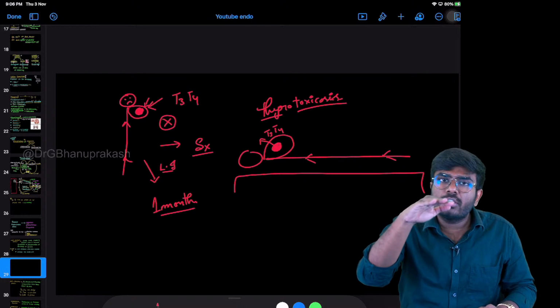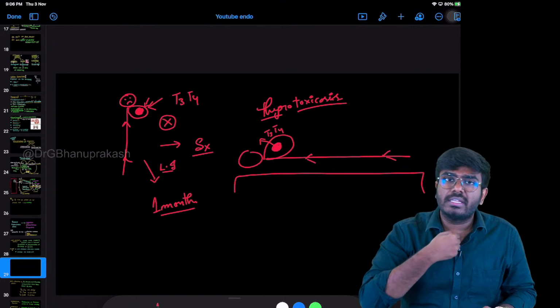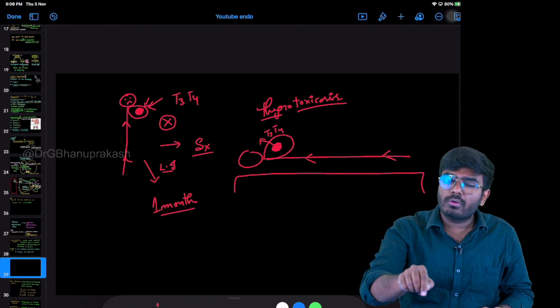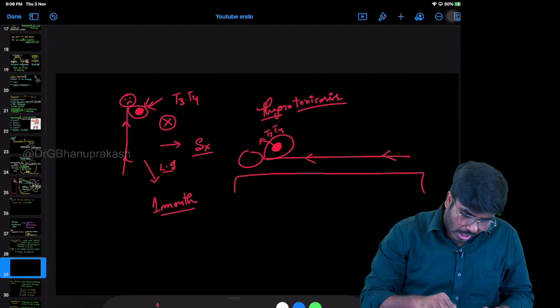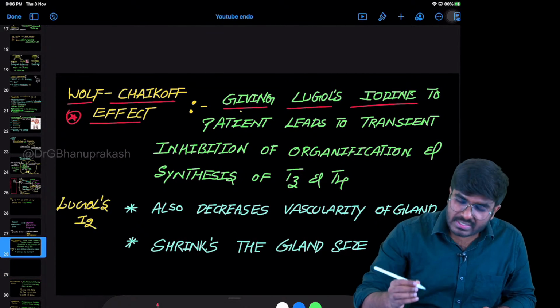The vascularity got down. So during thyroid surgery, the amount of blood loss is going to come down. Okay, so this is the importance of the Wolff-Chaikoff effect. So what exactly is the Wolff-Chaikoff effect?